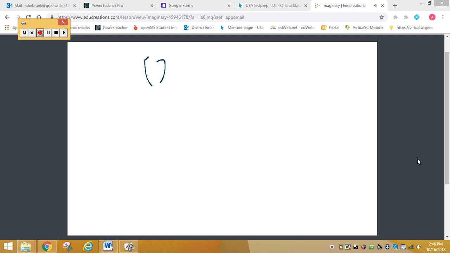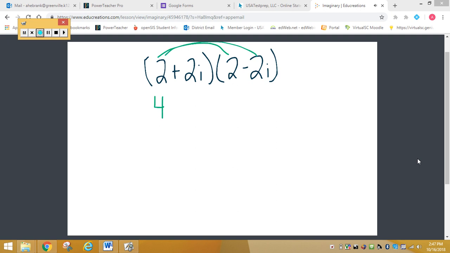So let's do 2 plus 2i times 2 minus 2i. So pause it, try and do that distribution, and then unpause it, and I'll make sure you did it right. Okay, hopefully you got an answer. Here's how it is. 2 times 2 is 4. You get negative 4i. You get positive 4i. You get negative 4i squared. Your middle terms, negative 4i plus 4i, those go away.